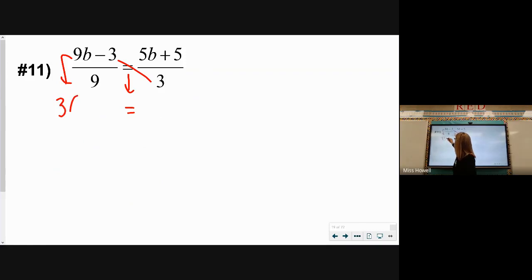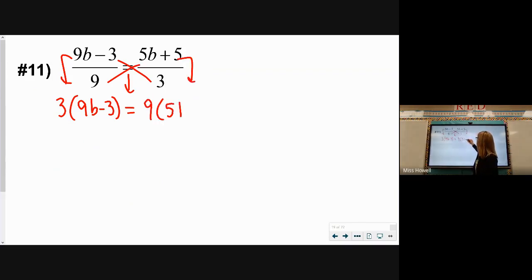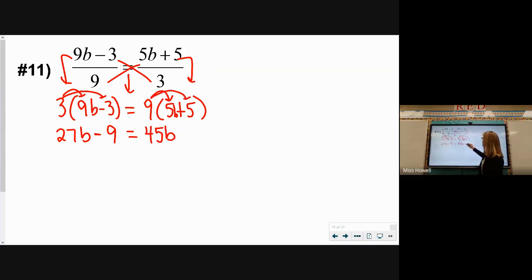3 times our entire thing, 9b minus 3, and a 9 times 5b plus 5. When we multiply here, we're going to have to distribute on both sides of our equal sign. So 3 times 9b would give us a 27b, and 3 times negative 3 would give us a minus 9. Over here, 9 times 5b would give us a 45b, and then 9 times positive 5 would give us a 45.